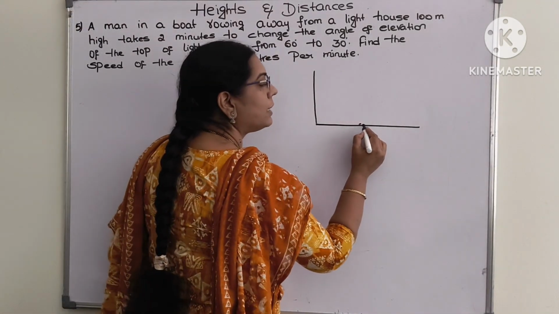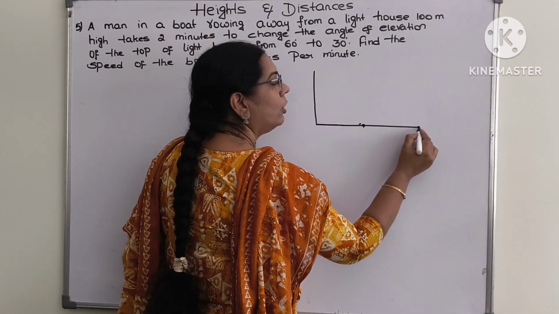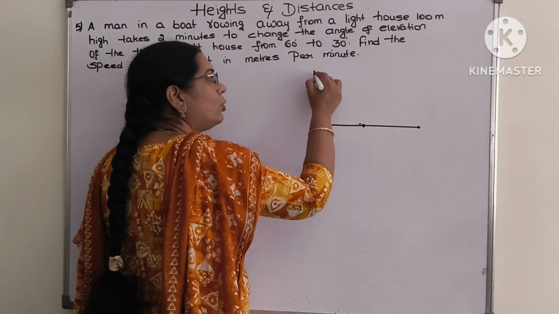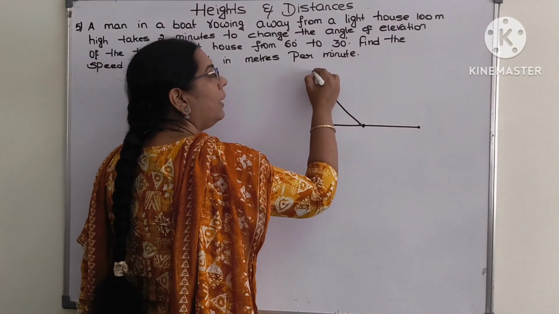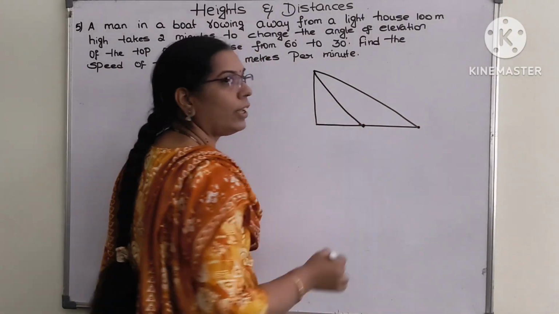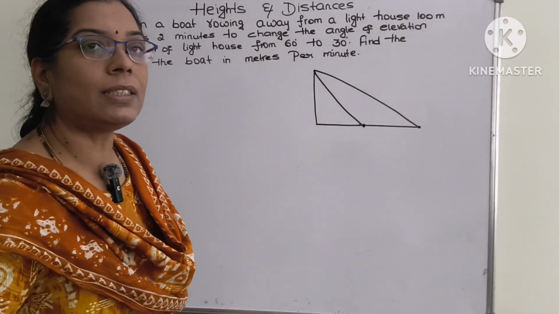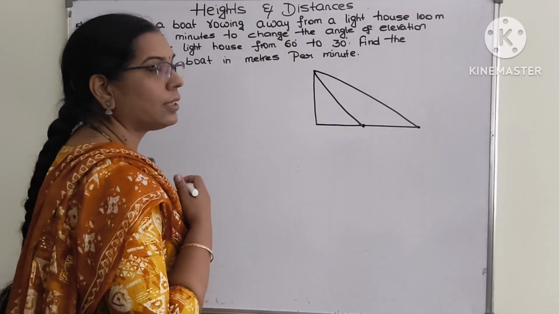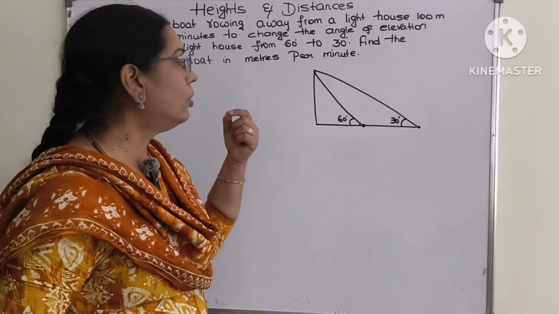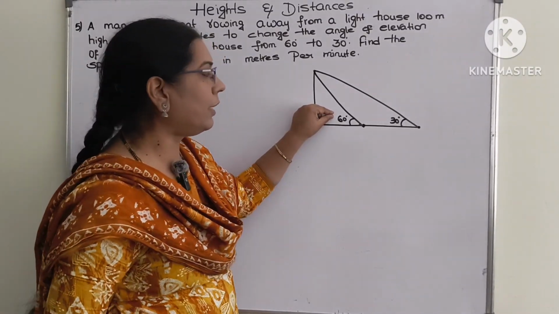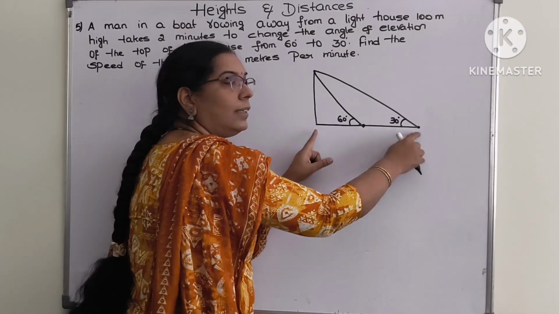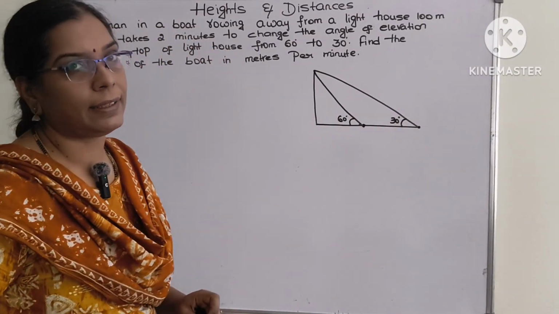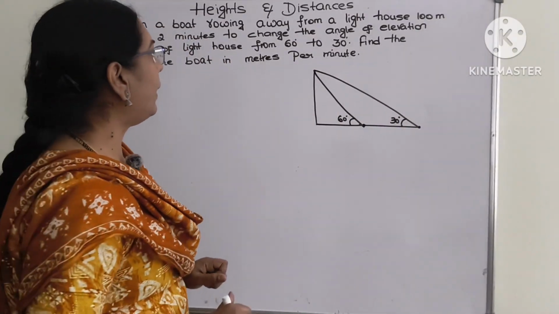So in 2 minutes he came from this point to this point, and when you join to the top of the lighthouse you will get the angles of elevation. He changed the angle of elevation from 60 degrees to 30 degrees. As you know, the smaller the distance, the greater the angle. The greater the distance, the smaller the angle. That's how you have to put in the values.